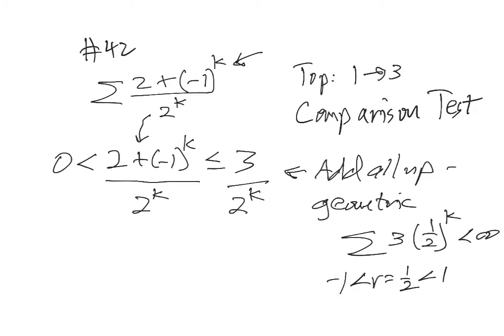Now, we can actually find the number this geometric series converges to, and then we would know that the series we were given converges to a number less than that, but we're not really interested in the value. We're interested in determining its behavior, and we did it. It converges.